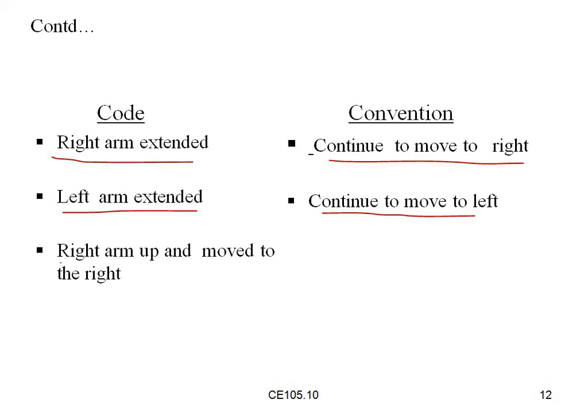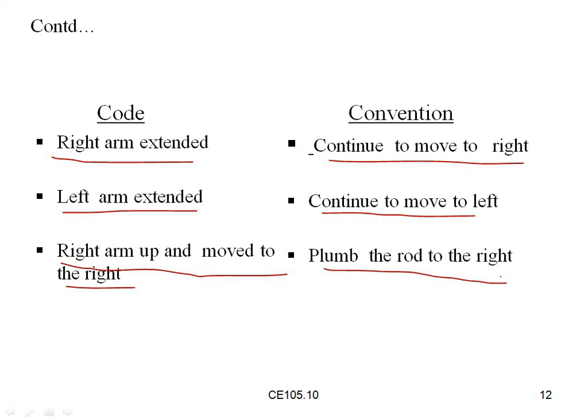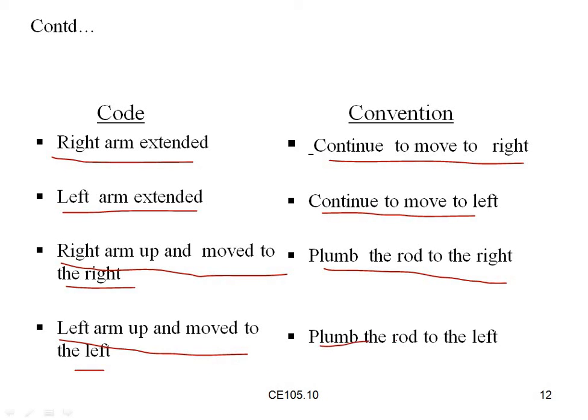So next is right arm up and move to the right: plumb the rod to the right. That means the plumb rod should be kept to the right. And left arm up and move to the left: that means plumb the rod to the left. So these are the codes of signals we have to follow.